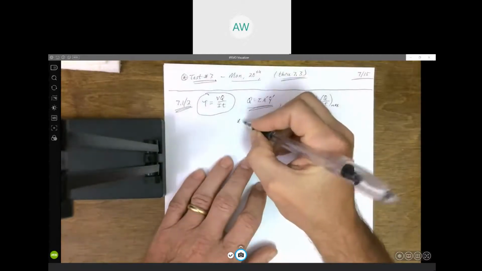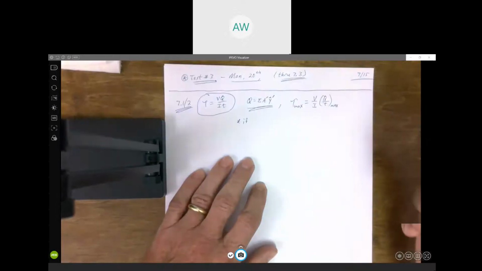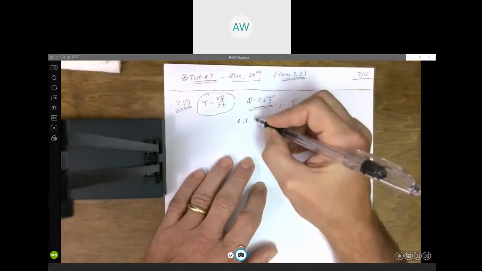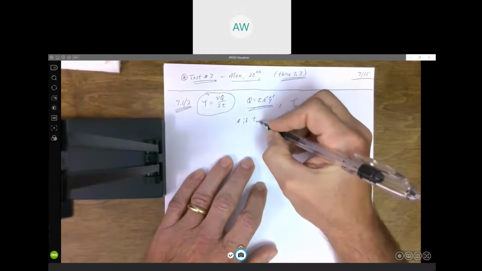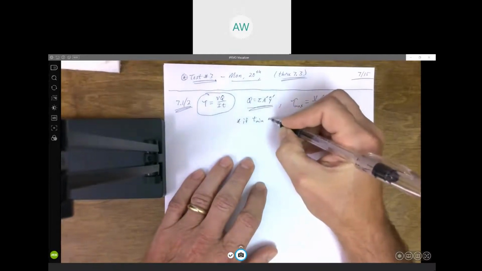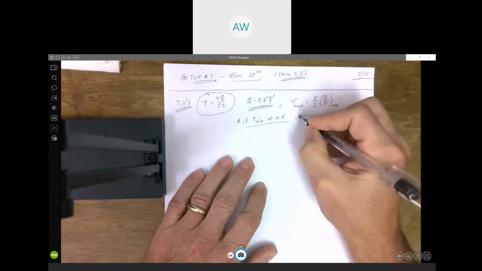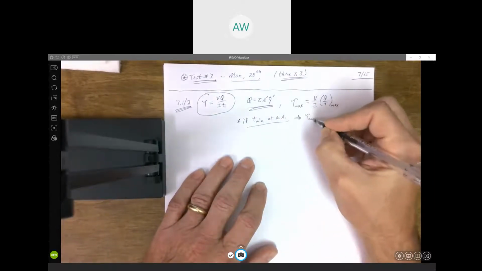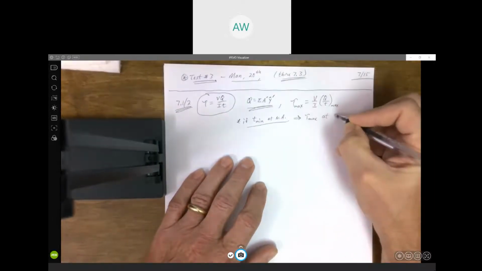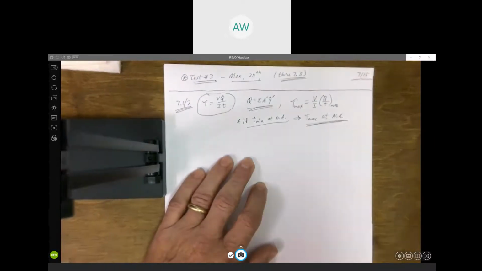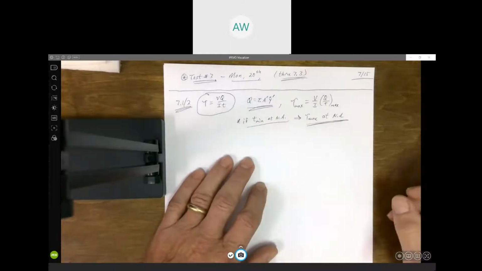So if you're trying to find the maximum shear stress, first thing to do is look at, is the minimum thickness at the neutral axis? And if it is, that's where tau max is going to be. And that's where we're going to find the maximum stress most of the time.